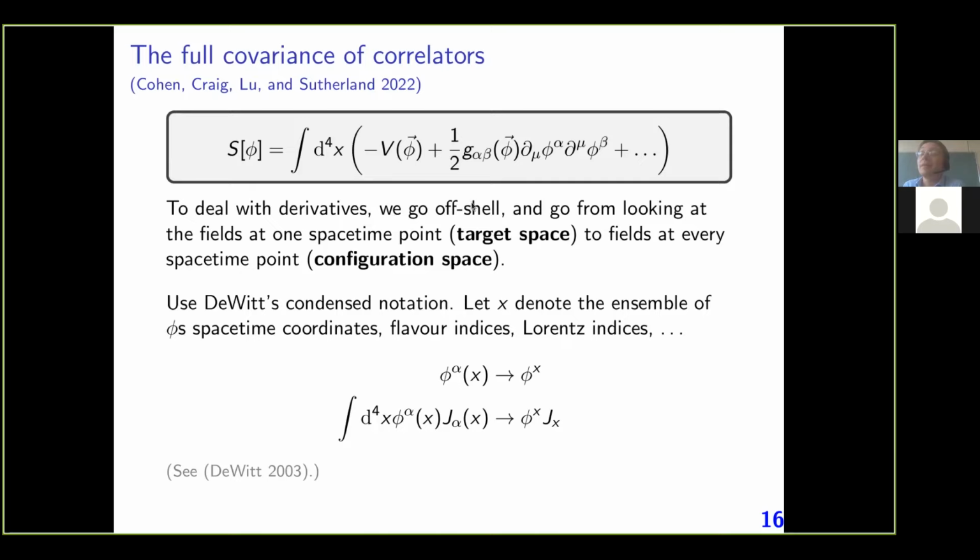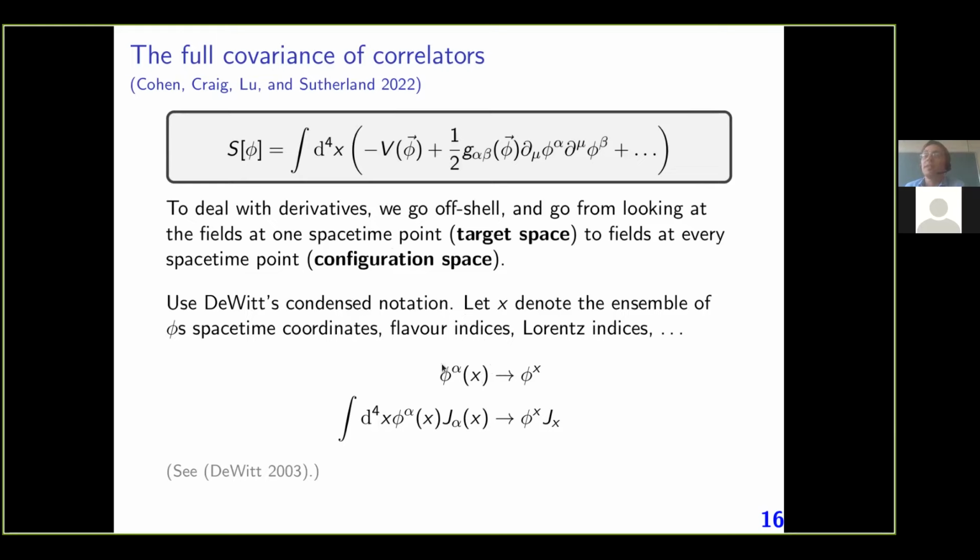Now, again, to do that, we take a step back and we go off shell. So we study correlators before all of this field redefinition redundancy is modded out in the amplitudes, which are ultimately invariant. Now, step 0, let's say, to making everything look covariant in this space is to just promote everything to an index. So this is using DeWitt's condensed notation here.